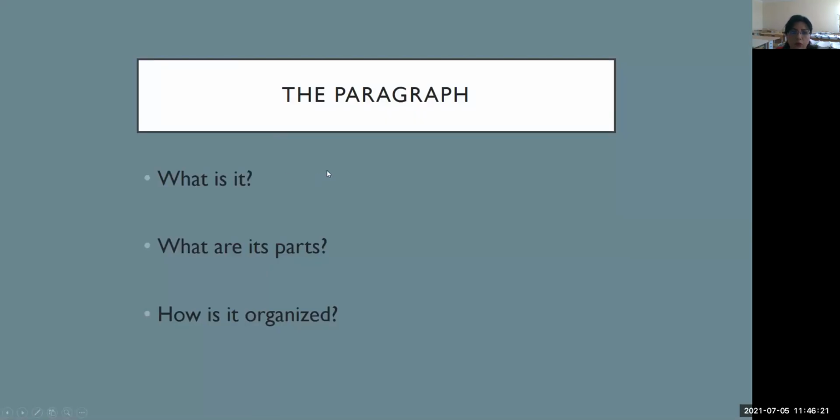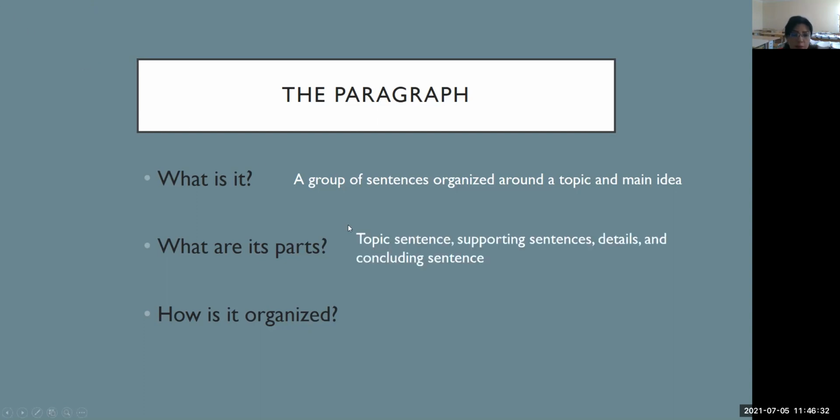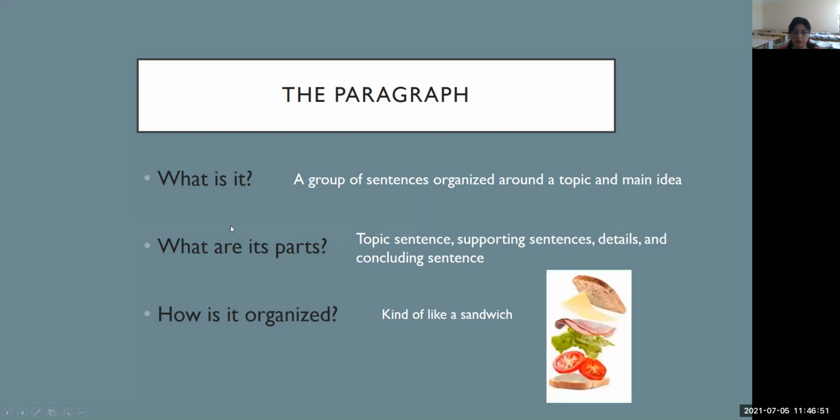So first of all, what is a paragraph? A paragraph is a group of sentences organized around a topic and main idea. And what are its main parts? The main parts of the paragraph are topic sentence, supporting sentences, details, and concluding sentence. And how is the paragraph organized? It's organized like a sandwich. Now let's look at the example paragraph.